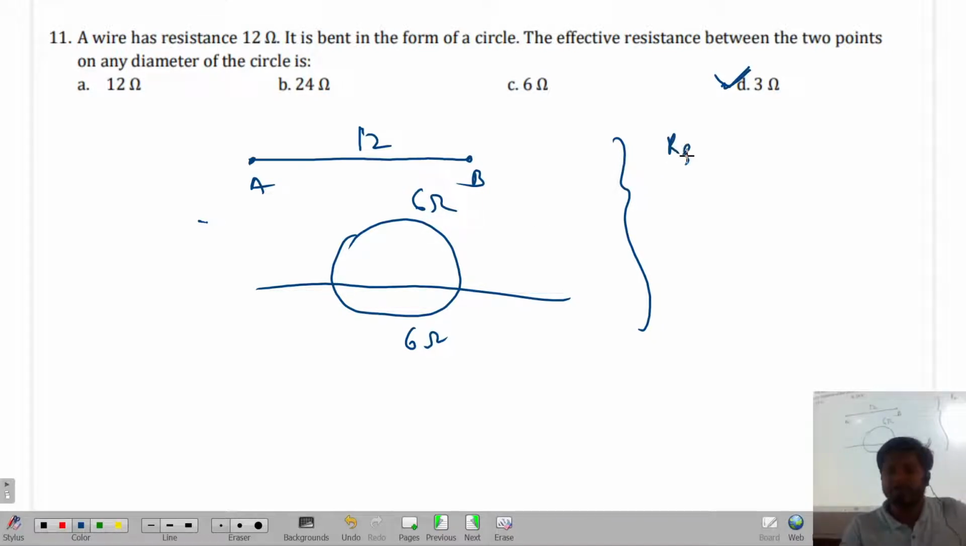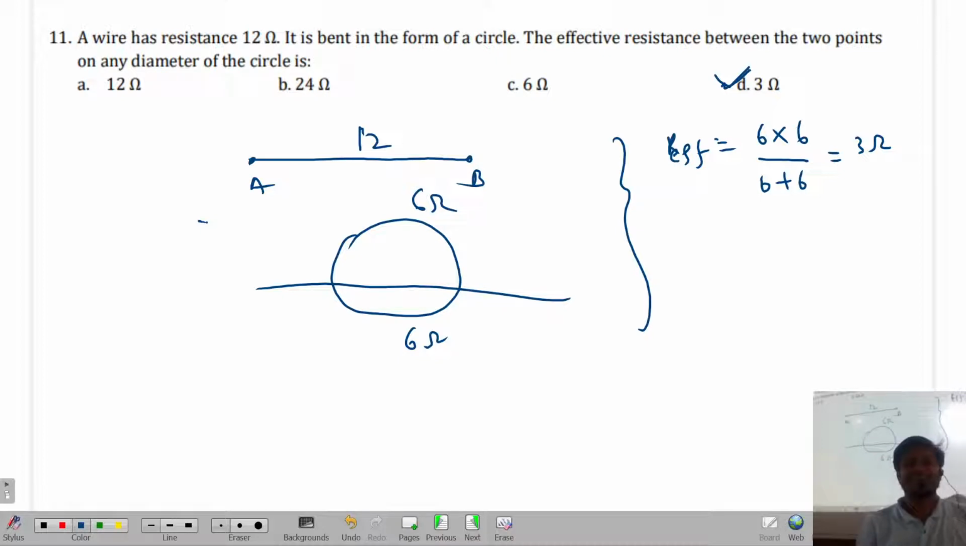R effective is what? First important thing, resistance is dependent upon length. If it is 12 in the full circle, half of the part will be 6 ohm, and the other half of the part will be 6 ohm. Now, if I calculate R effective, it will be 6 into 6 divided by 6 plus 6. That is why it is equal to 3 ohms.